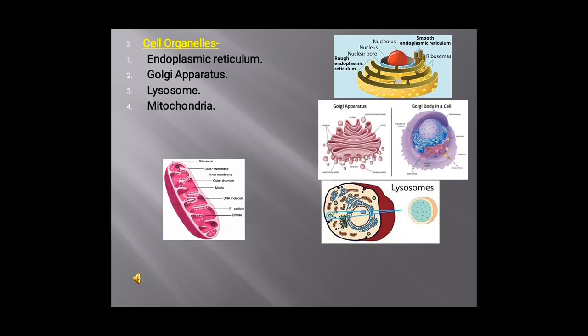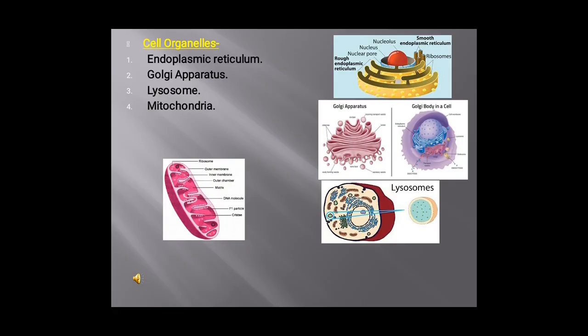Next, cell organelles. Cell organelles are the living parts of the cell having definite shape, structure and functions, bounded by plasma membrane. First is endoplasmic reticulum. Endoplasmic reticulum is a network of membrane present in cytoplasm. These are present in eukaryotic cells.